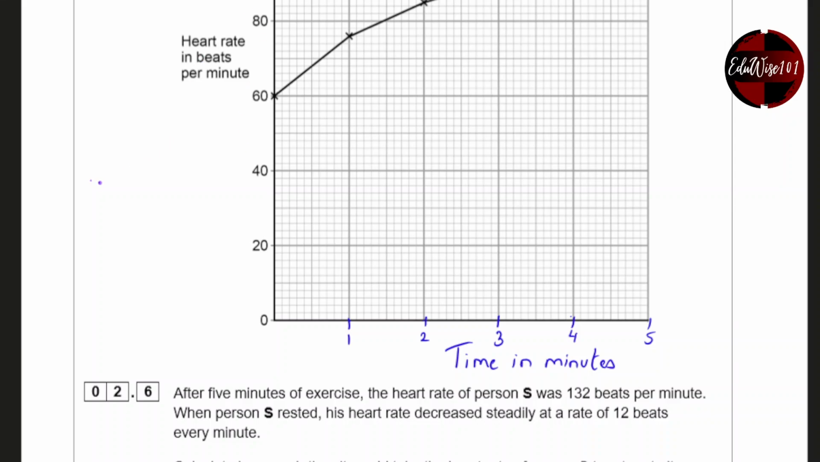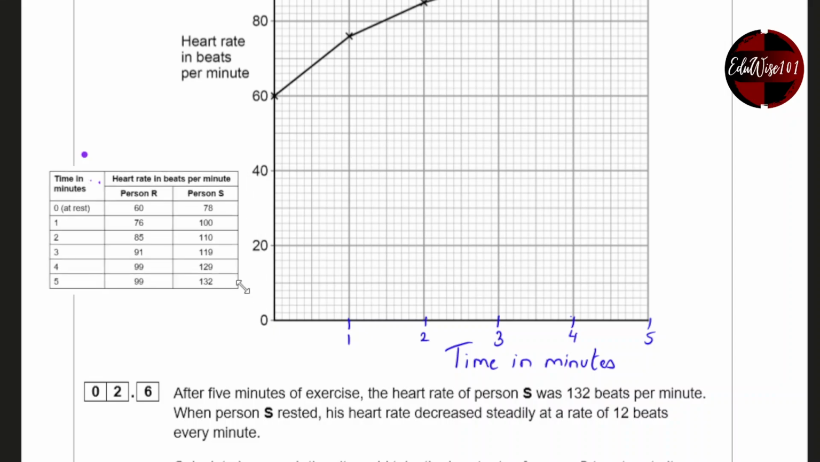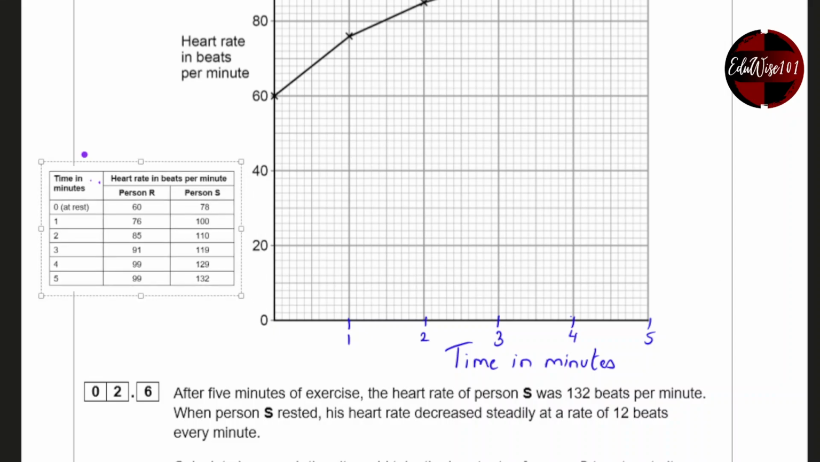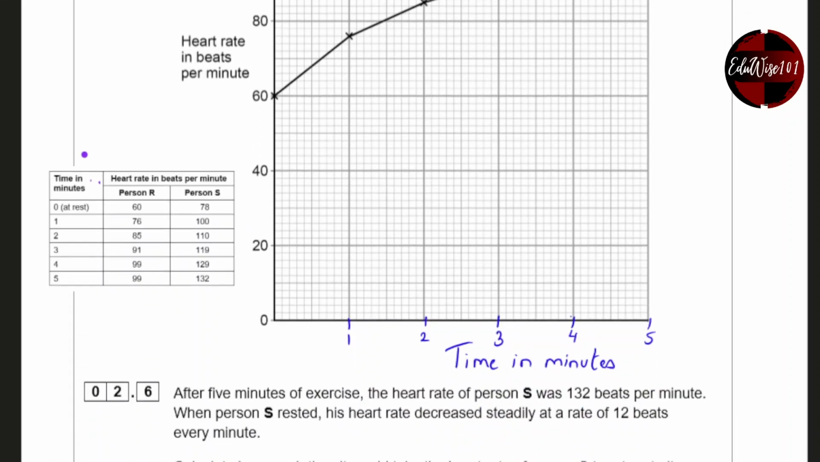That will work with it. Let me make that slightly bigger. There you go. Right, so person, I've got the table here copied over, just to make it easier. So we are trying to plot person S.